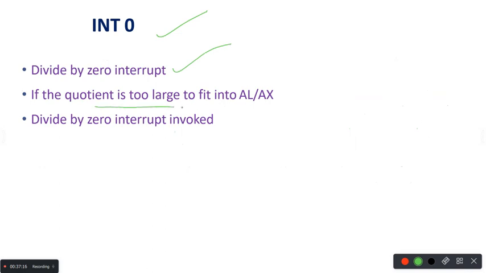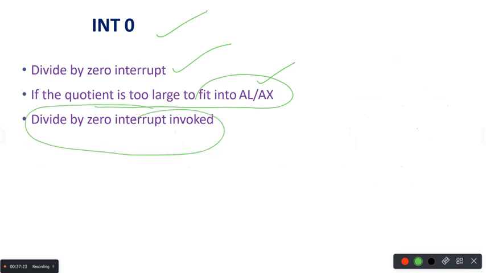If the quotient is too large to fit into AL or AX, the divide by 0 interrupt is invoked, and it will give you an error called divide by 0 error. Even today in calculators you can see this divide by 0 error. It is giving an interrupt with number 0 to the microprocessor, and the microprocessor responds by saying that's the divide by 0 error.